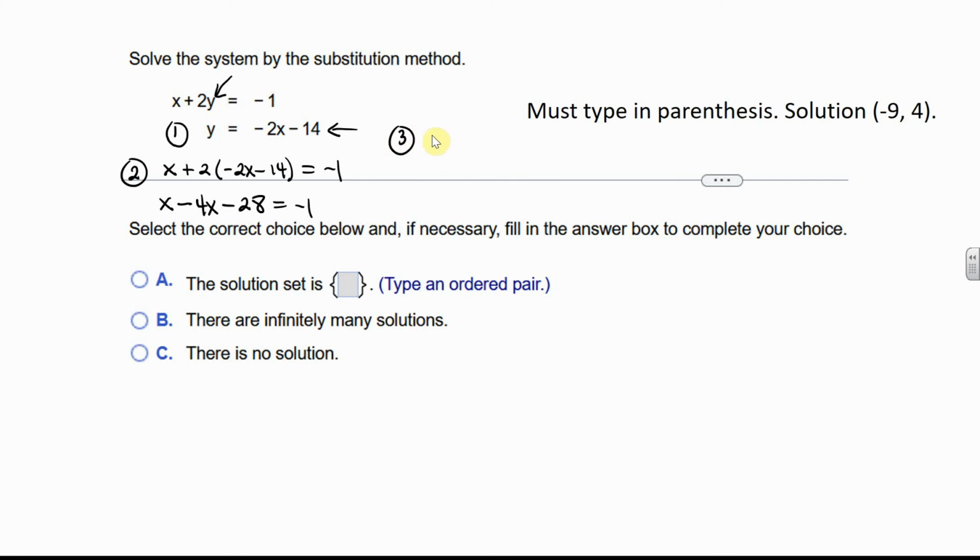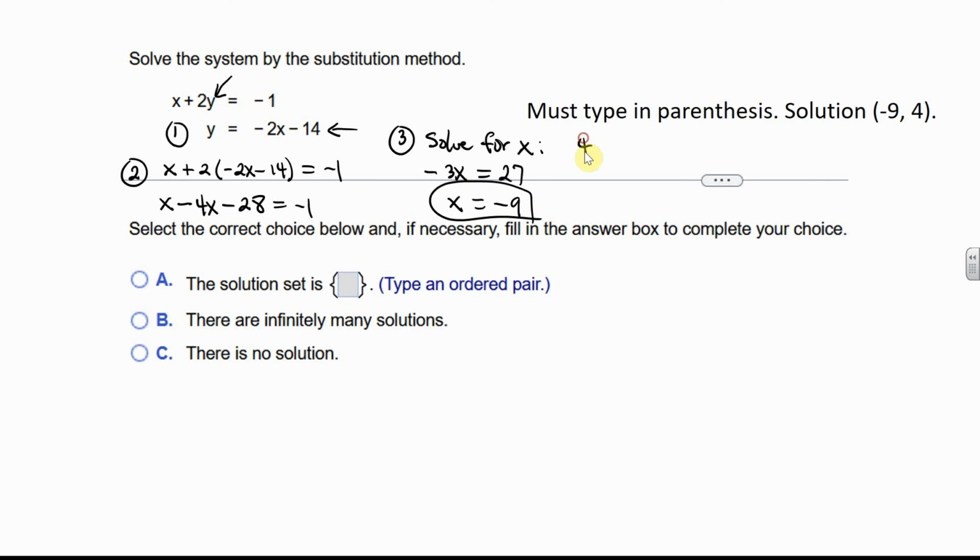So step 3 here, solve for x. So this gives me -3x. Let's add the 28 on both sides. That's equal to 28 minus 1, I get 27. So then I get x equal to -9.